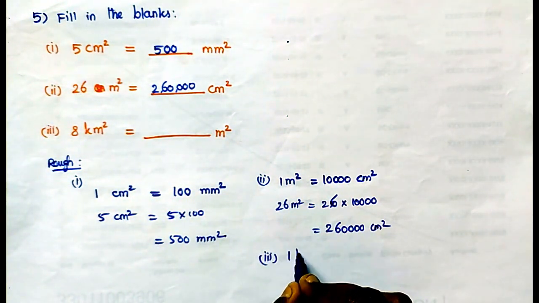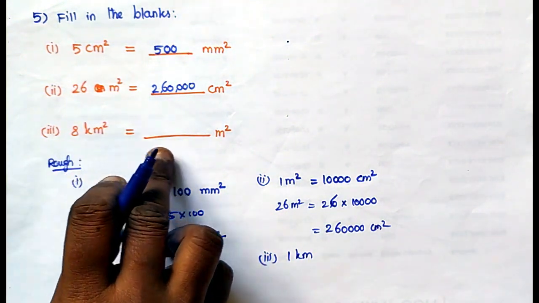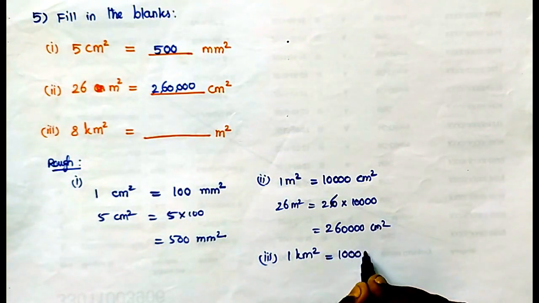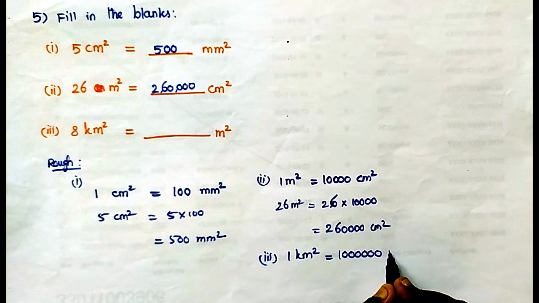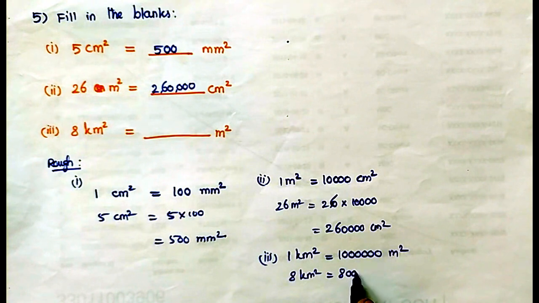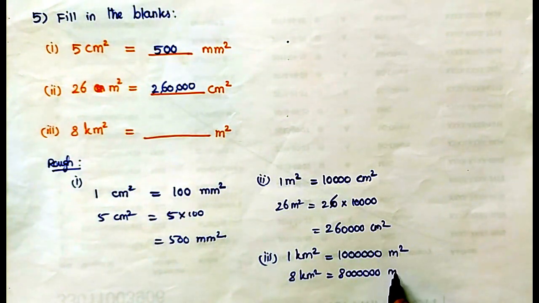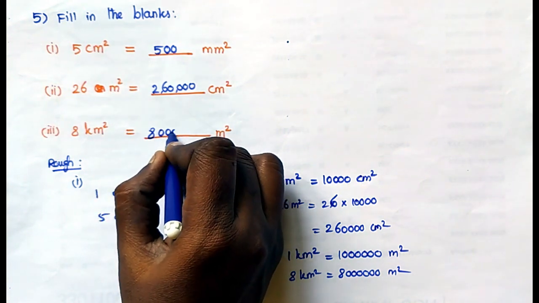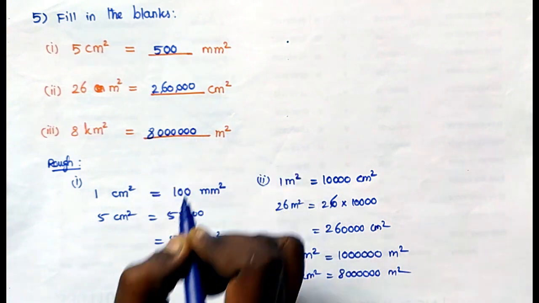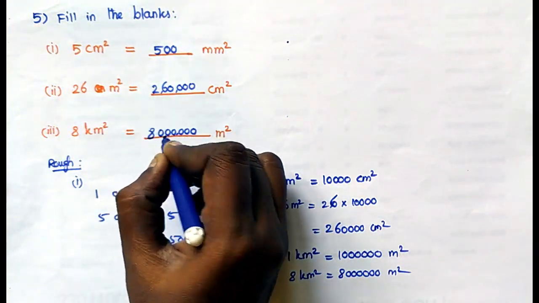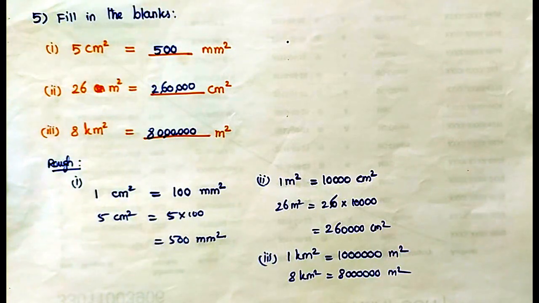Next one, 8 kilometer square equals how many meter square? 1 kilometer square equals 10 lakhs meter square. That means 8 kilometer square equals 8 lakhs meter square. Sorry, 80 lakhs. Ten lakhs means 8 kilometer square is 80 lakhs meter square. That is the answer.